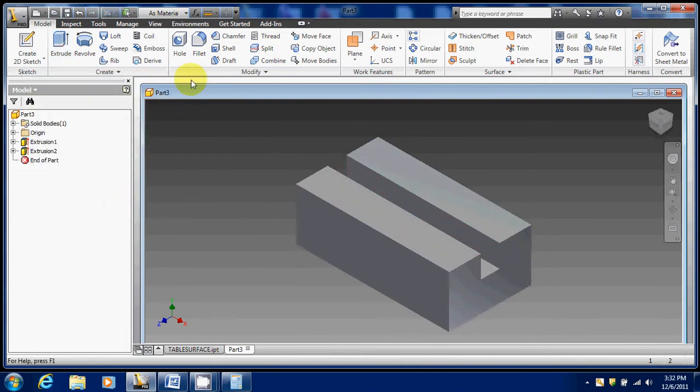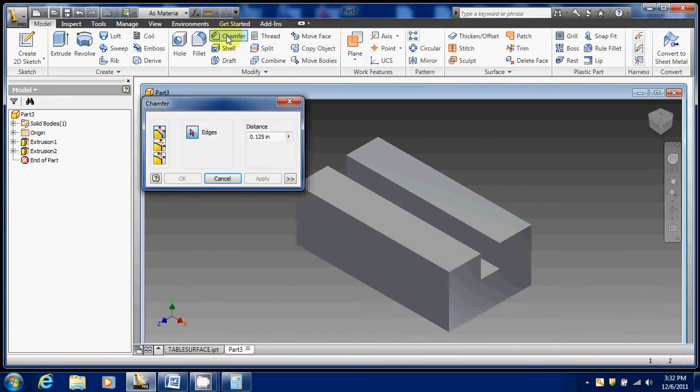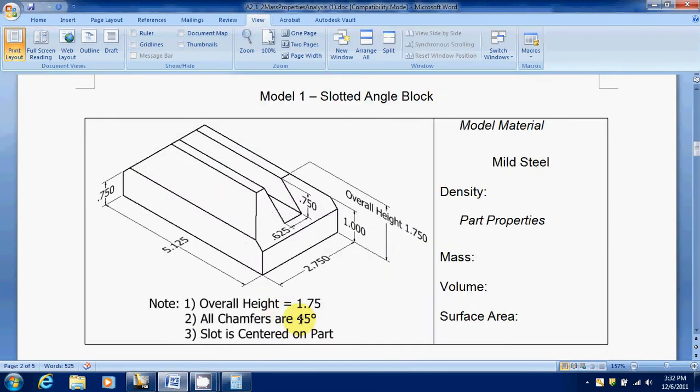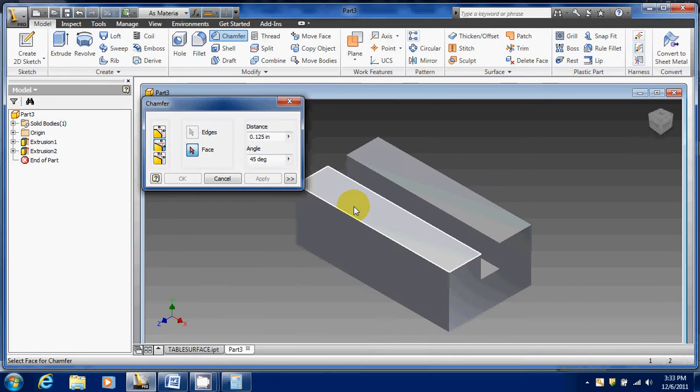Okay. Next thing is two chamfers we're putting on. First chamfer we're putting on is going to be a distance and an angle. Look at our drawing. All chamfers are 45 degrees. That's our angle. And I have to worry about our height. Let's do the short end first. The short end has a chamfer height of remaining 0.75. Take a look at that.